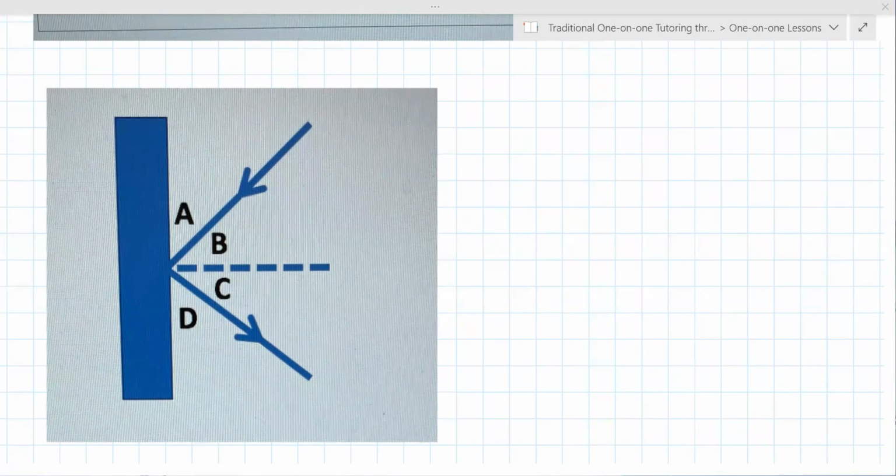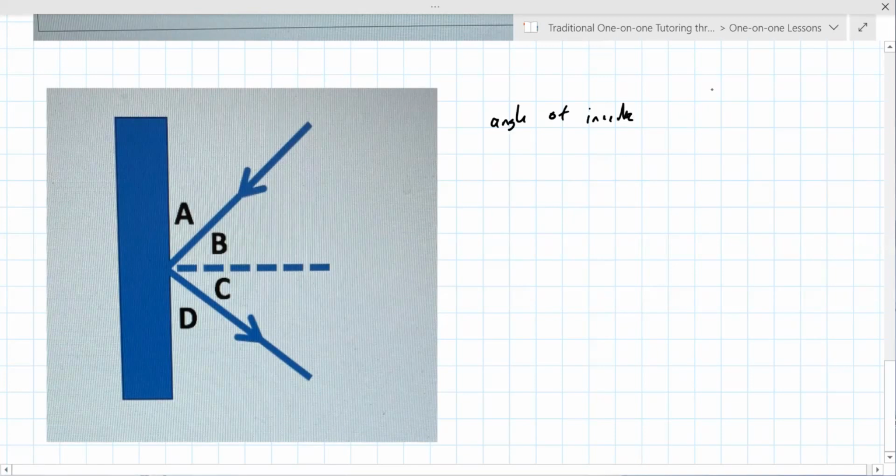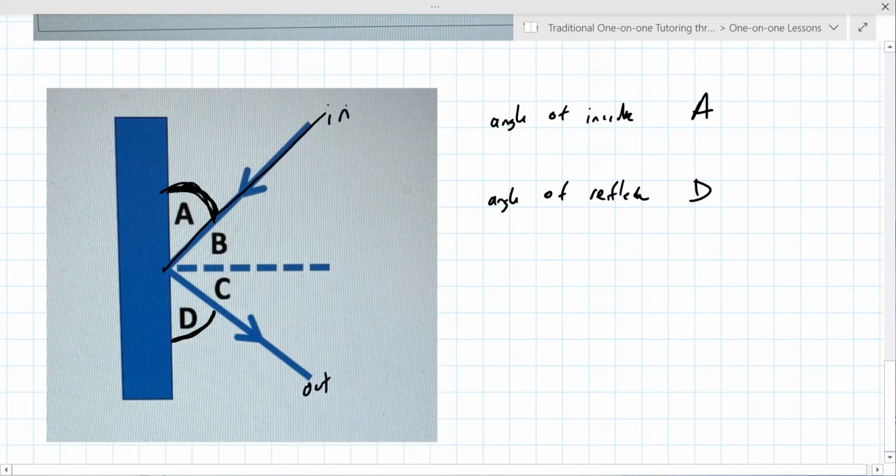Well, this one asks about A, B, or it says angle of incidence. I don't know what the next one is. Angle of incidence, that's A. So that's the angle made with the surface. You've got your ray coming in, your angle made with the surface, okay? And then you have your angle of reflection, and that's D. That's the one that's still made with the surface, but it's made with the one going out. You can think of in and then out.